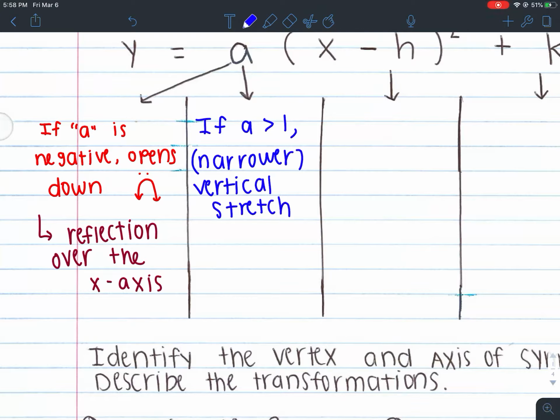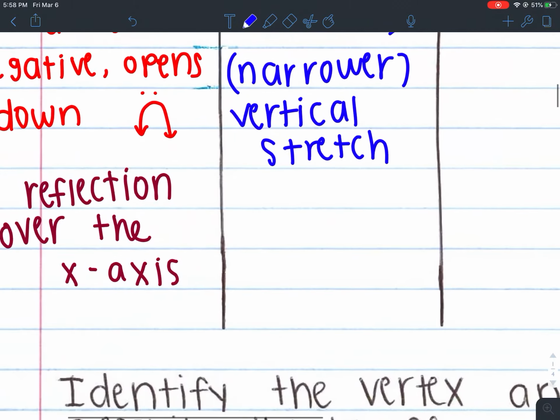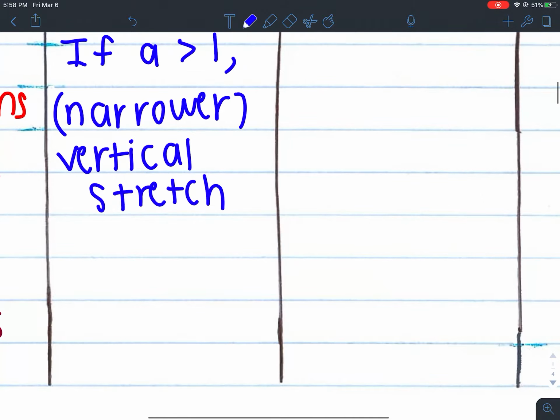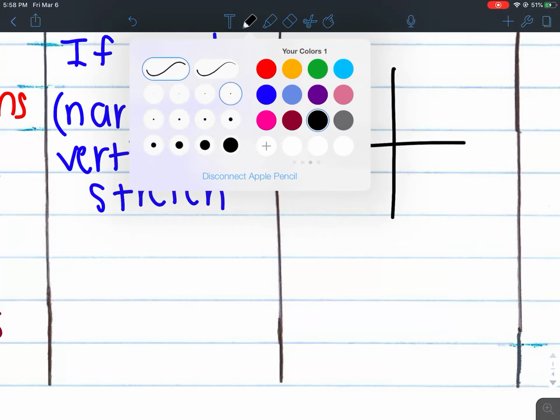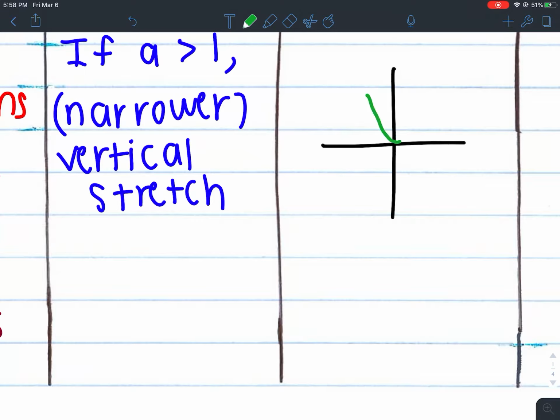Now that's going to be very hard for me to demonstrate for you, especially because I'm using an iPad and you can't see me. So I'm going to try my best to demonstrate this. So narrow means vertical stretch. You don't have to write this part here, but I'm going to draw this picture to help demonstrate what I'm trying to talk about here.